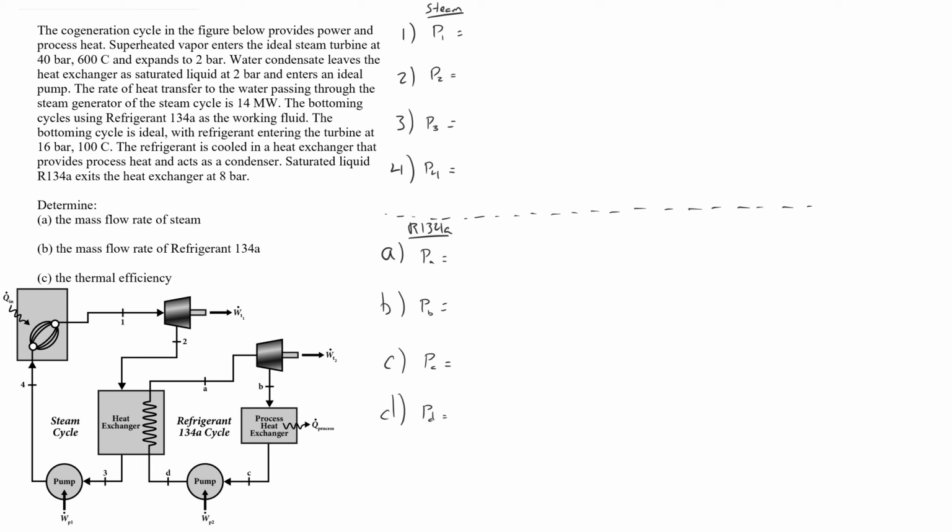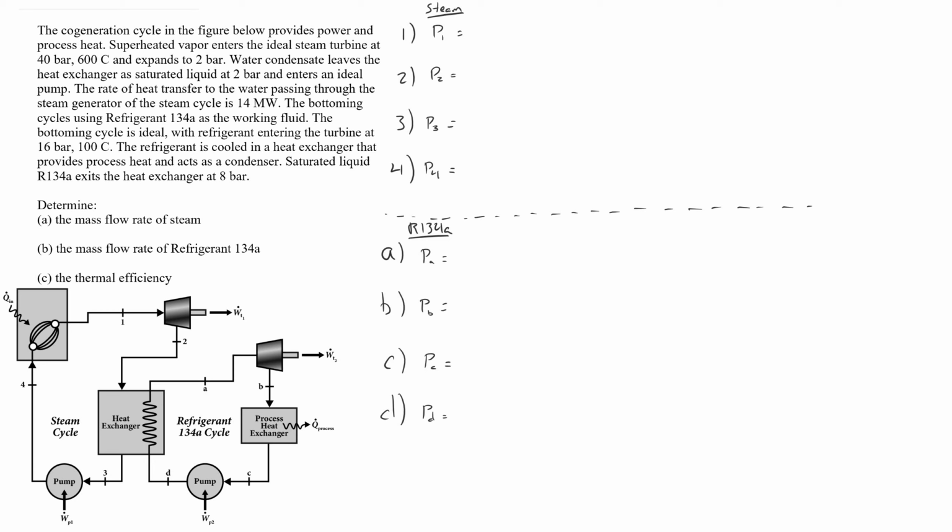This entire system provides process heat through this heat exchanger on the R134A side, and we're told the superheated vapor enters the ideal steam turbine at 40 bar and 600 C. So here, turbine 1 is the steam turbine, and then turbine 2 will be the refrigerant turbine, if you will. As we read this problem statement, we'll fill in the pressures and temperatures given.